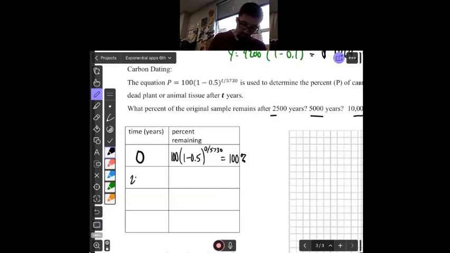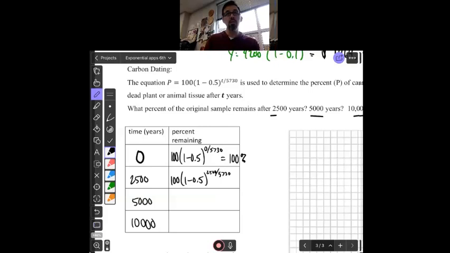What about 2,500 years later? What about 5,000 years later? What about 10,000 years later? What percentage of carbon would be left? So plugging that in. 2,500 divided by 5730. Like we talked about yesterday, because that exponent is complex, it's not just one number, we need to make sure that our calculator understands that. So you're going to make sure you put parentheses around that when you type that in. That's something you need to take control of when you're typing. It's making sure your calculator understands what you're asking it to do.